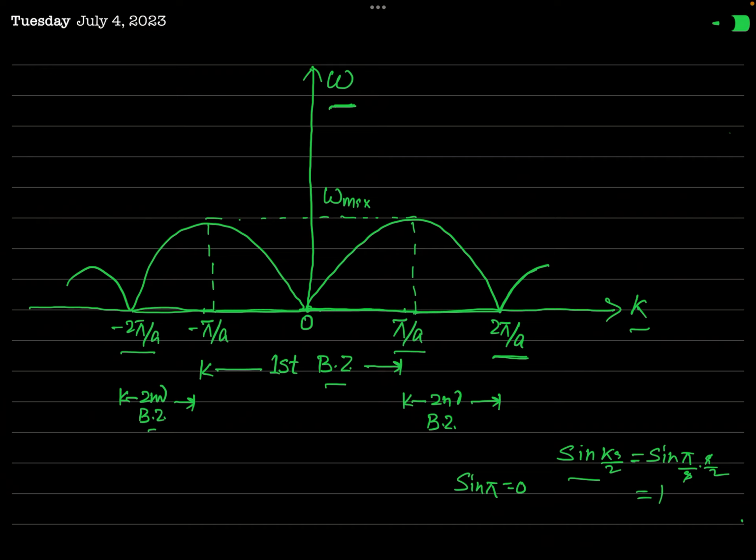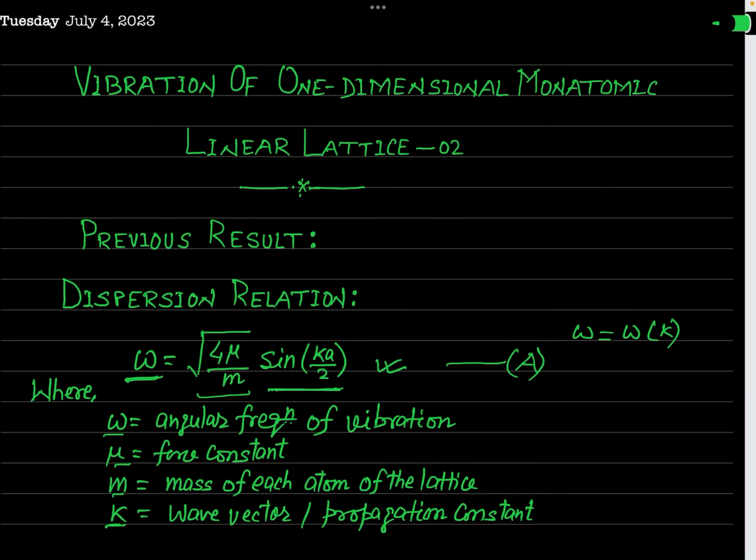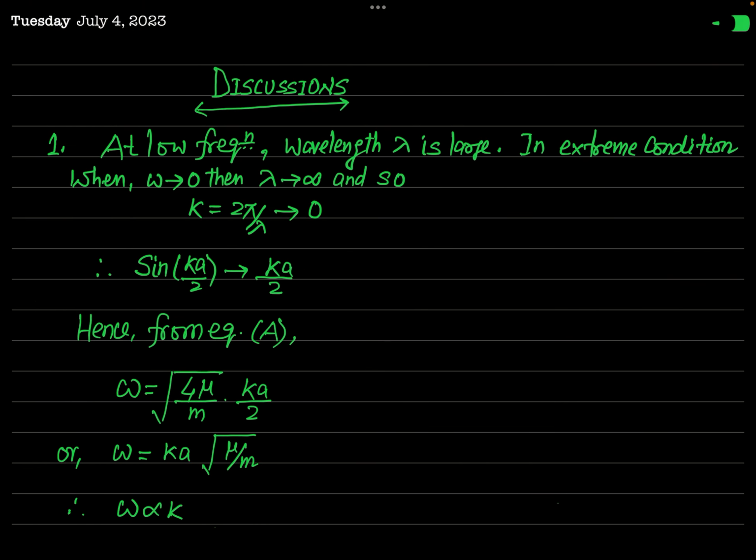Now our aim in this second part of the lecture is to discuss this very important result, that is the dispersion relation. So we will see the important points of discussion regarding this result, or regarding the monatomic linear lattice vibration. In our first discussion point here, we are considering the frequency to be very low.